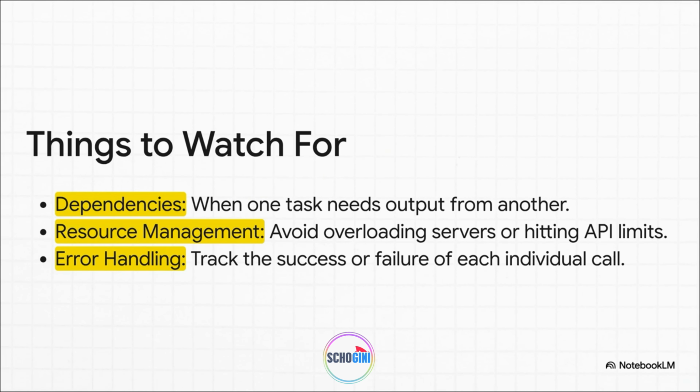So here's what you gotta watch out for. First, and most important, are dependencies. Let's go back to our chef. You can't frost a cake that you haven't even baked yet, right? It's the same idea. If one function needs the answer from another one, they have to run one after the other. You also have to manage your resources. If you make way too many requests all at once, you could crash a server or even get temporarily blocked from an API. And finally, you have to be really careful about handling errors because if one of your 5 parallel requests fails, you need a way to know exactly which one it was.